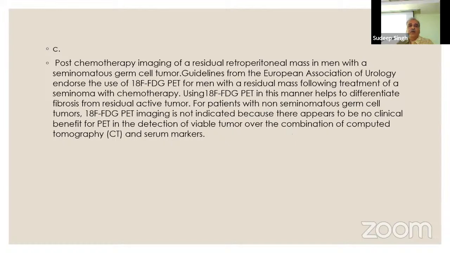Right. So, rapidly dividing? The seminomatous tumors are rapidly dividing. Yes. So they will consume glucose more compared to non-seminomatous. That is why they will be evident in seminomatous and not evident in non-seminomatous.